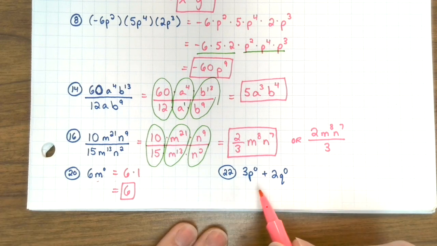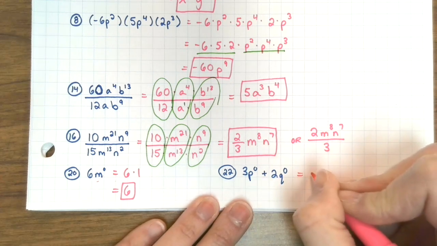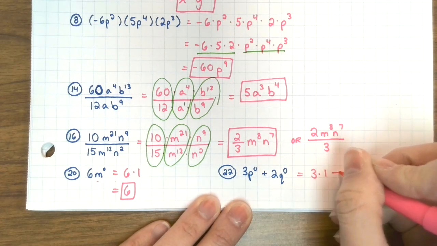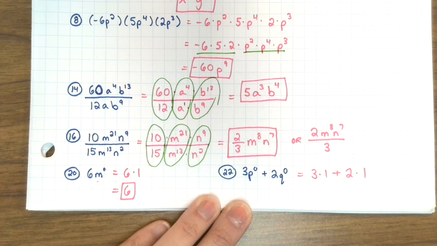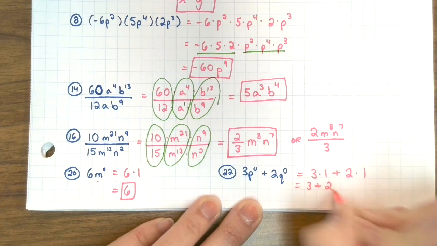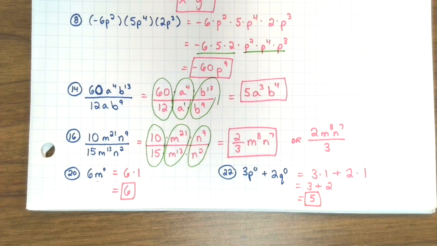For this question, number 22, we have 3 times p to the 0 plus 2 times q to the 0. Again, the whole quantity is not to the 0 power, it's only the variable. So this is going to turn into 3 times 1, since p to the 0 would be 1, plus, then we have 2 times, and then q to the 0, also 1. Simplifying this now, 3 times 1 is 3, 2 times 1 is 2, and then 3 plus 2 is 5. So that's the 0 power.